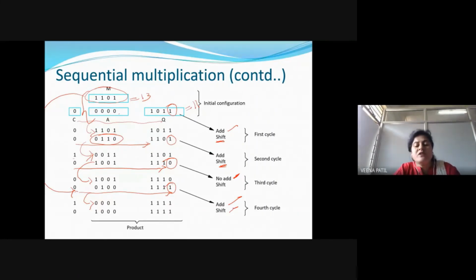Now, how many times does this have to be performed? It has to be performed depending on the number of bits in the multiplier or the multiplicand. Now, there are 4 bits, so 4 times this has to be performed. After performing 4 times, whatever value is there in A and Q will give us the final product.